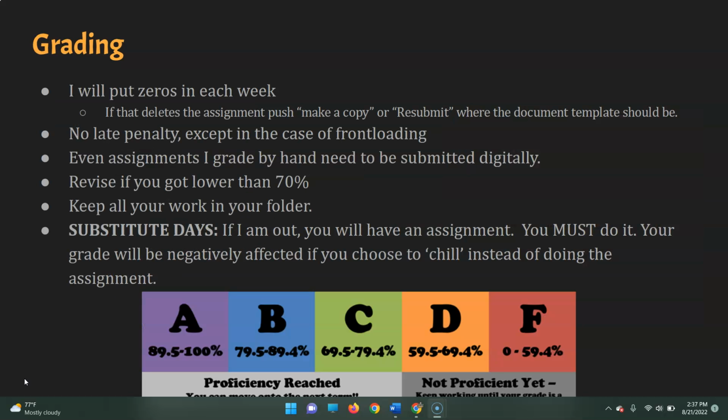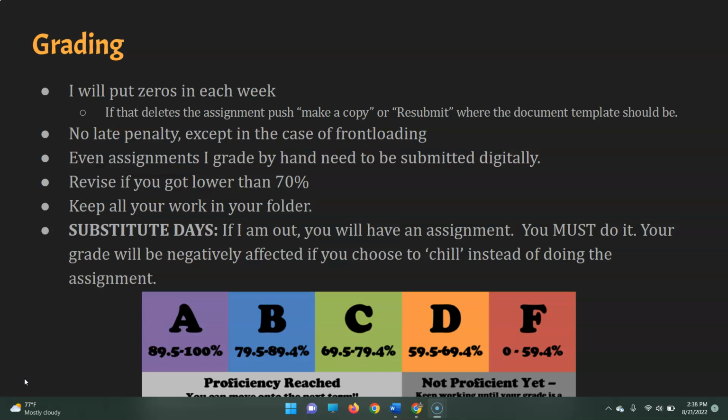I'm going to put zeros in each week, or like each time I grade, if you haven't turned it in yet. That doesn't mean that you don't have to turn it in because it's already graded. It just means that I put in a 0 because otherwise I will forget to put in zeros. And if you haven't turned in work, I don't want you to see a score that is not accurate. You can revise assignments that you have gotten lower than a 70% on. And just so you know, I will leave work for you when I have a substitute.